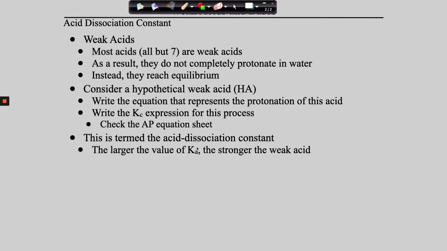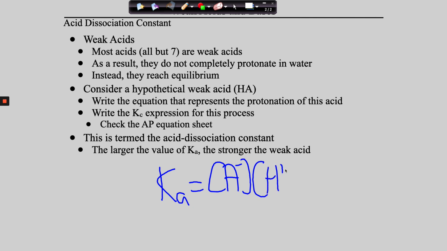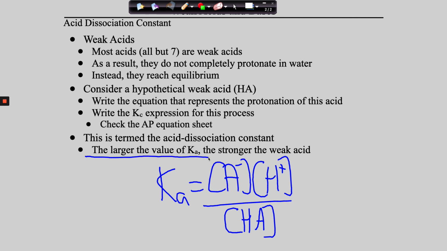And guys, the idea with Ka is that Ka is equal to [A-][H+] over unprotonated [HA]. And the idea is the larger the value of Ka, the more it breaks apart and the stronger the weak acid is.